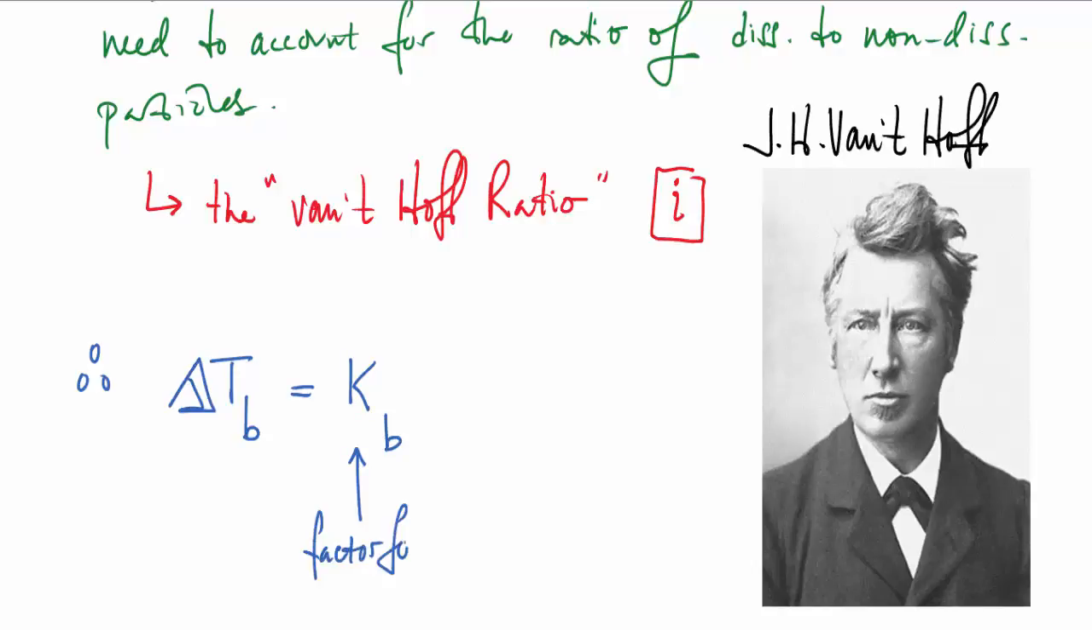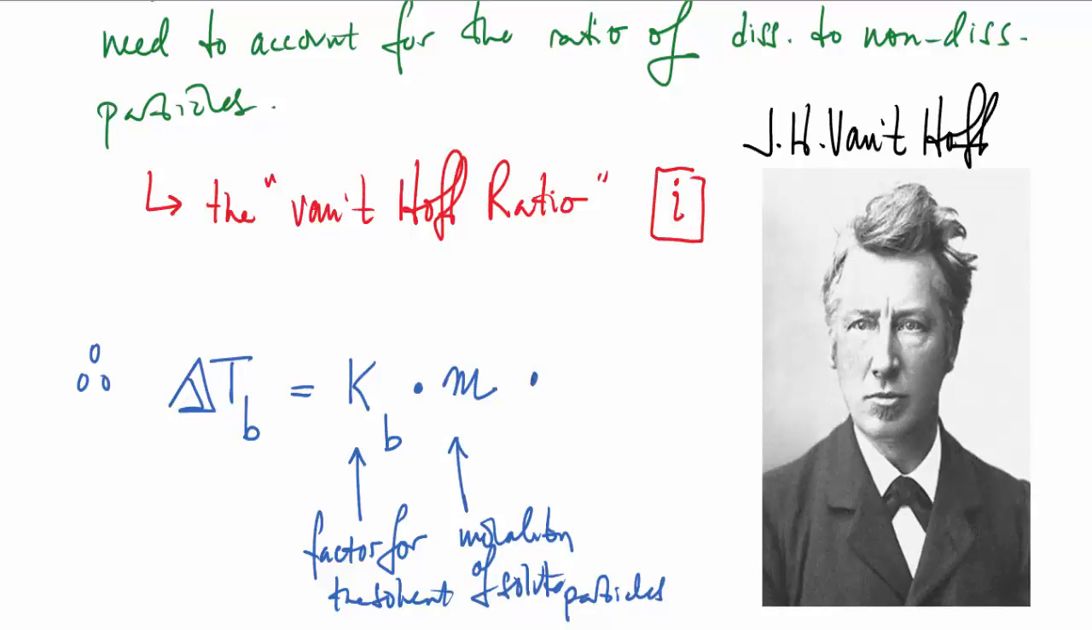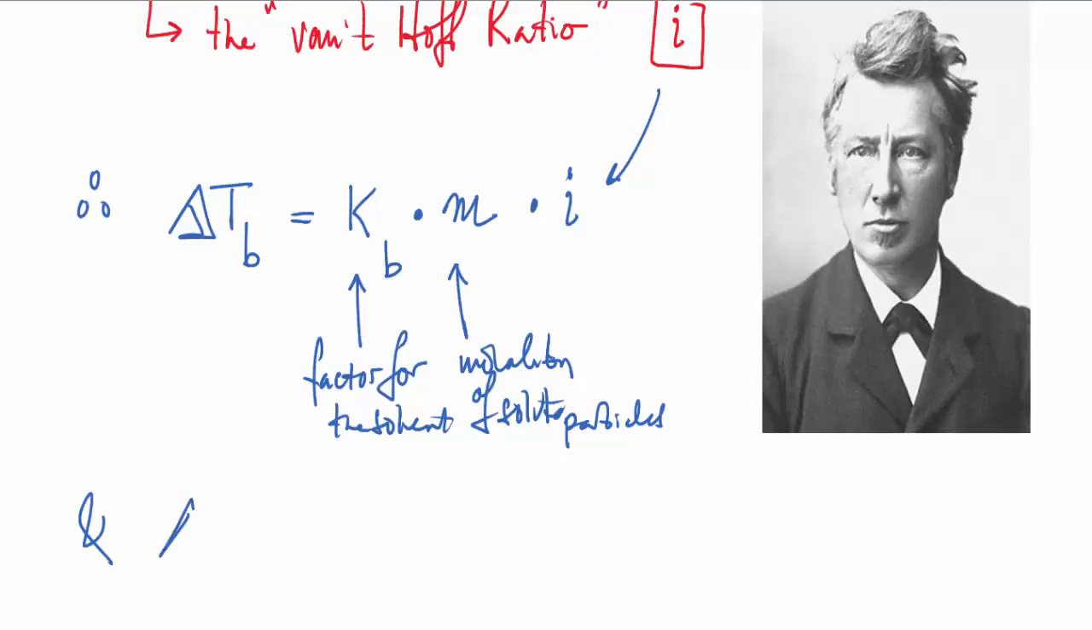So his suggestion here is that the van 't Hoff ratio will be the ratio between the dissolved particles in solution and the ones you put into solution. So here we have the ΔTb, or the change in the boiling temperature, will be Kb, some factor of the solvent, times the molality of the solute particles times van 't Hoff's ratio.